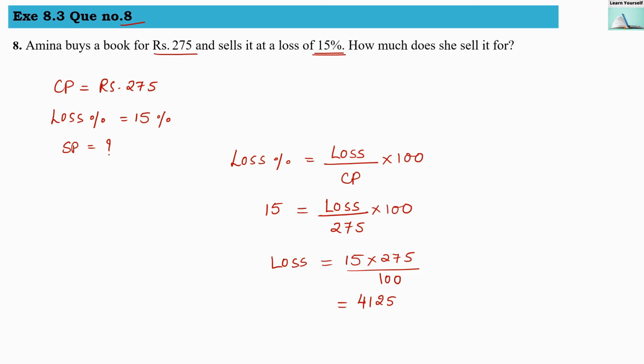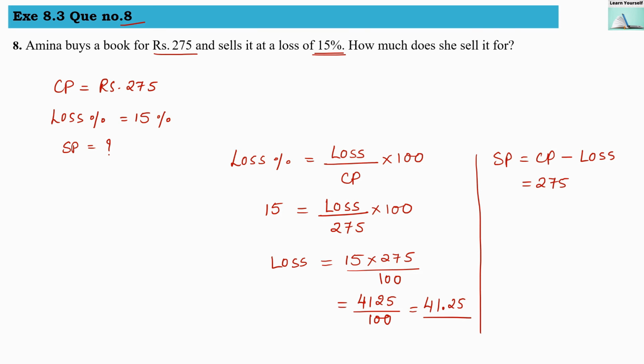So 4125 divided by 100. So we get 41.25 as the loss for this transaction. Now to find the selling price: selling price equals cost price minus loss. So our cost price is 275 and loss is 41.25. So our selling price will be 233.75.